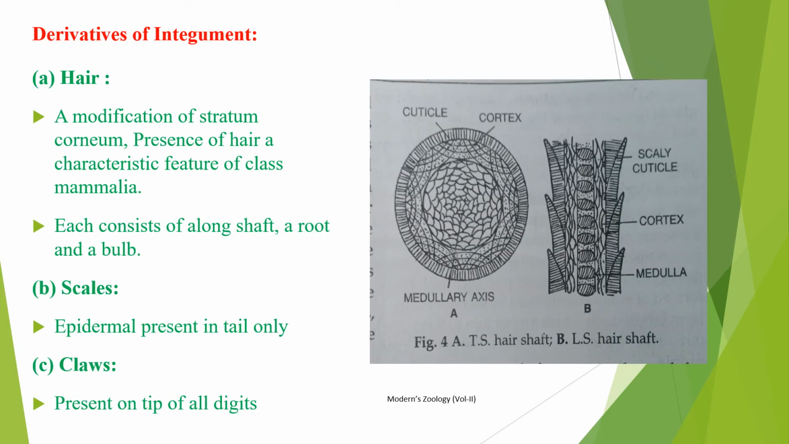Now the derivatives of integument. Different derivatives arise from the skin, like hair. Hair is the modification of the stratum corneum, and as you know, the presence of hair is a characteristic feature of class Mammalia. Each hair is formed of a long shaft, root, and bulb. In this diagram, you can see the internal structure of the hair, cross section of the hair.